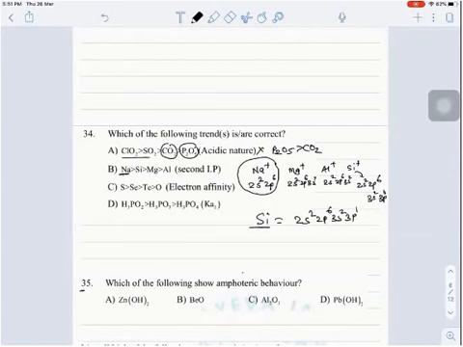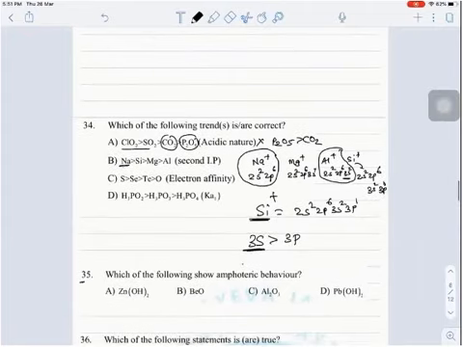But between silicon and aluminum, Al+ has higher ionization enthalpy because the electron is removed from the 3s subshell. The 3s subshell has more penetration than 3p, so the energy required from 3s will be more. So aluminum should be more than silicon. Here silicon is given as more than aluminum, so this is also incorrect. Okay.